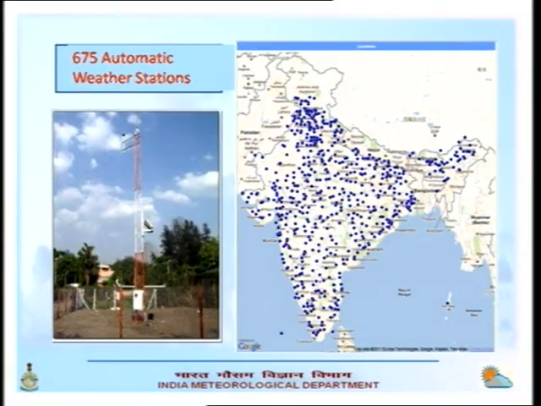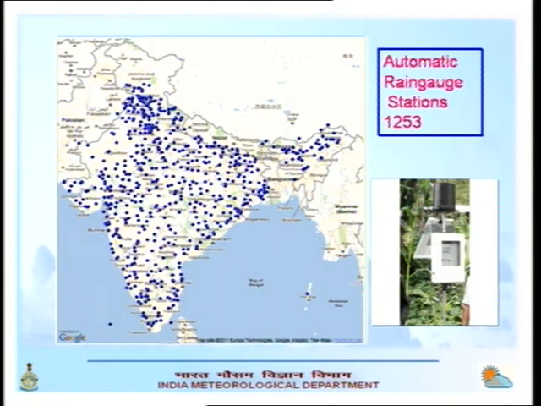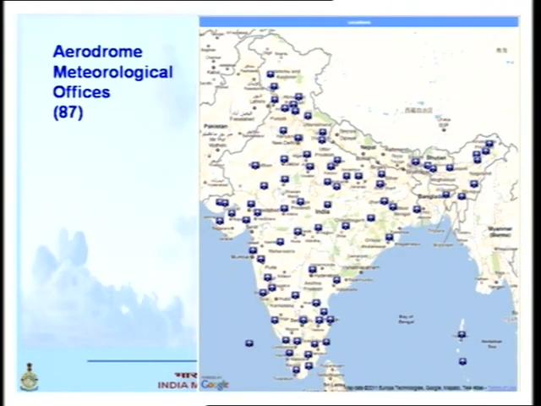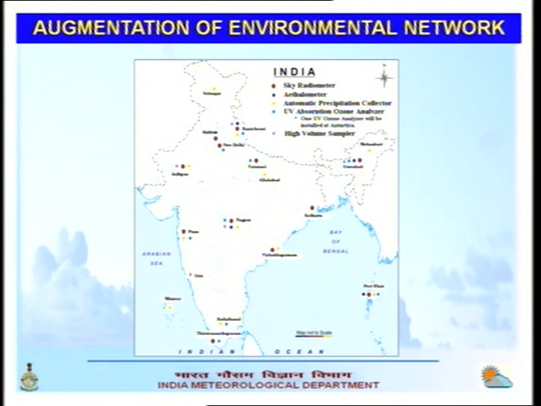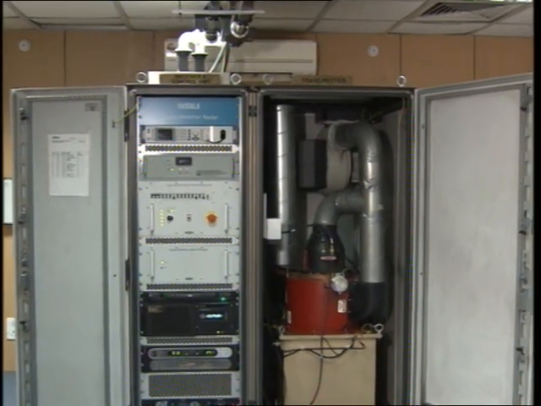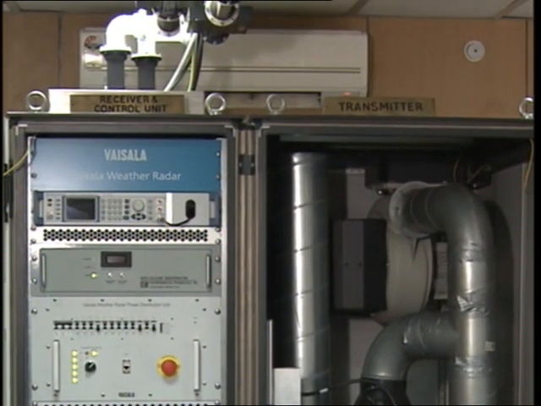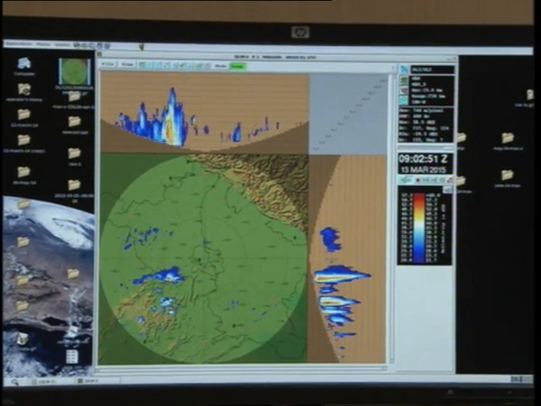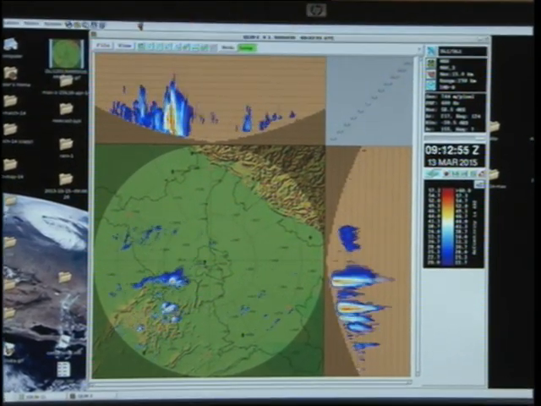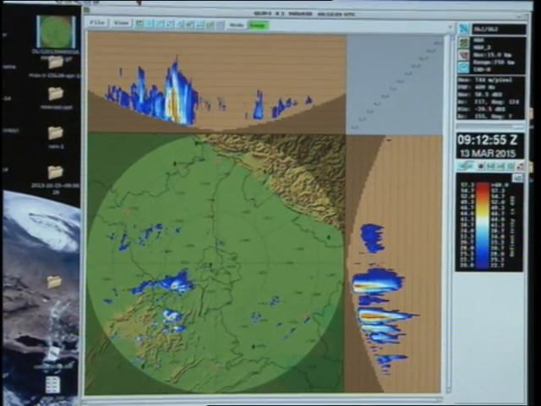So, in order to give a glimpse of what kind of network we have, I would just run through these slides, and these are the kind of surface observations: automatic rain gauges, radars, aerodrome stations, environmental network. But these observations are at random spacing, and we have a convention set up by the World Meteorological Organization that every country is supposed to record observations at specified synoptic hours, at 3 hourly intervals, and exchange this data with the entire global fraternity.